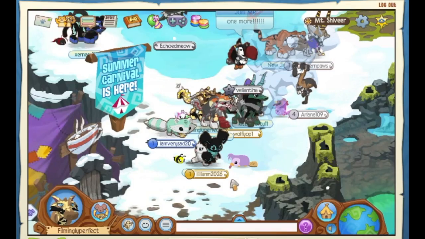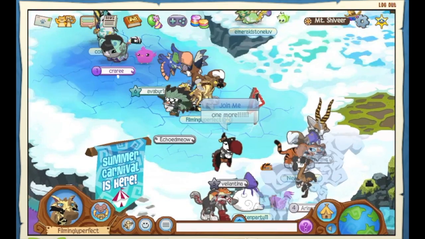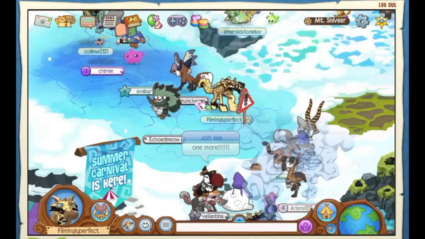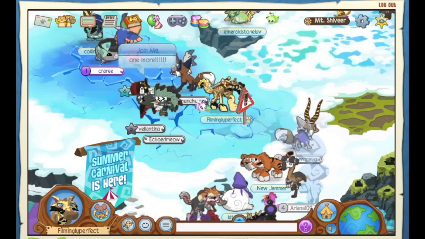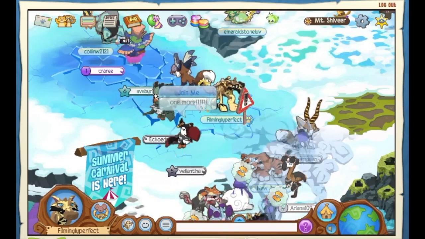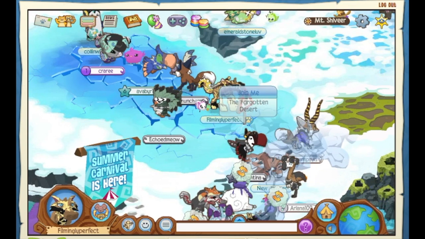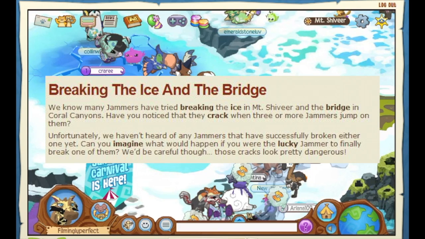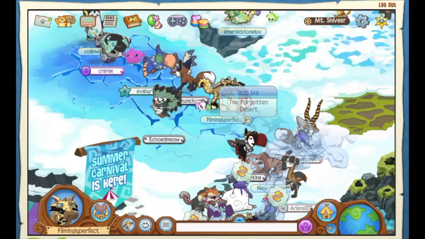Next is a large piece of ice with a warning sign. This shows that the ice here is unstable, and the more people jump on it, the more it falls apart. There have been many claims that the more people jump, it will fall apart and give you a bunch of prizes. This claim has been supported by Animal Jam themselves, as they stated early on that jammers have yet to be successful at breaking the ice and the Coral Canyons bridge. Animal Jam obviously likes to put cool little Easter eggs in their lands for fun, which I can see why, because many jammers have tried to break it.